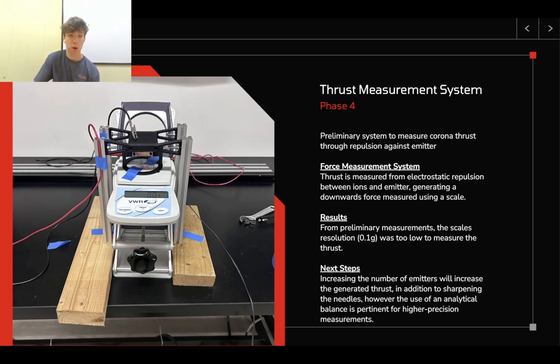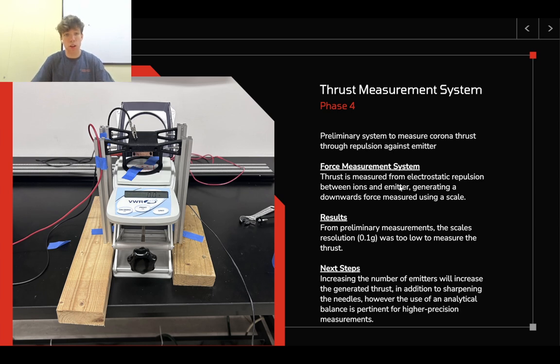The next step, which I've only tested and it has not worked so far, is measuring the thrust. As I mentioned before, with the needle you have these charged particles, and these charged particles in space are going to cause a force against that needle. It might be difficult to see, but this little copper plate here is where that needle is. So any ions in space will be pushing down on that, which will push down on the scale, which will give us a reading.